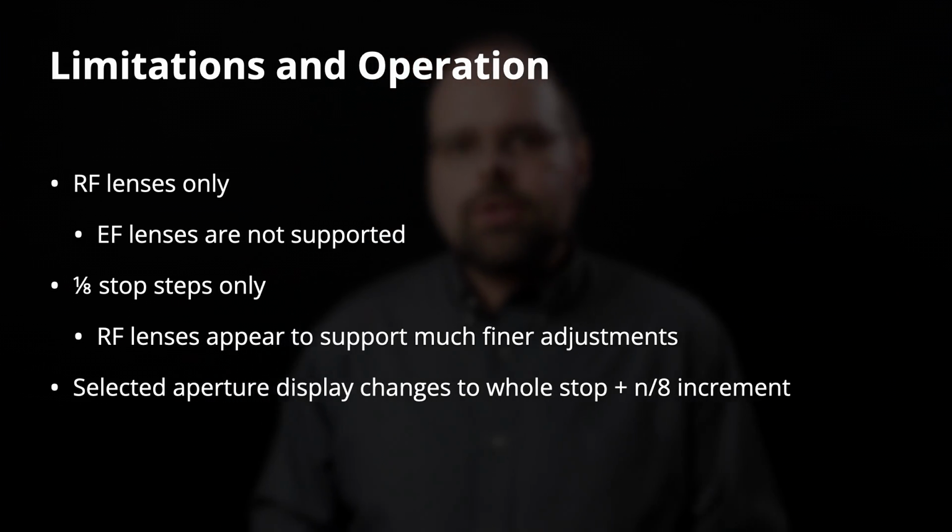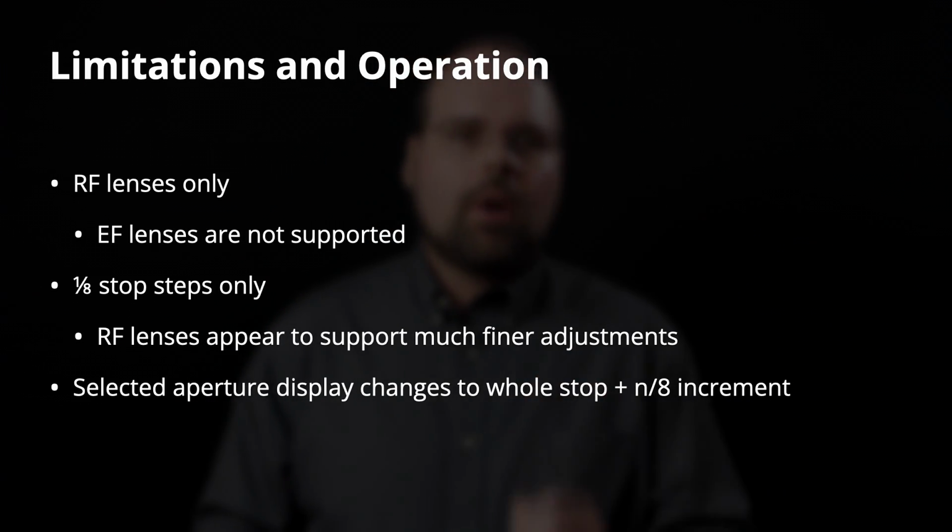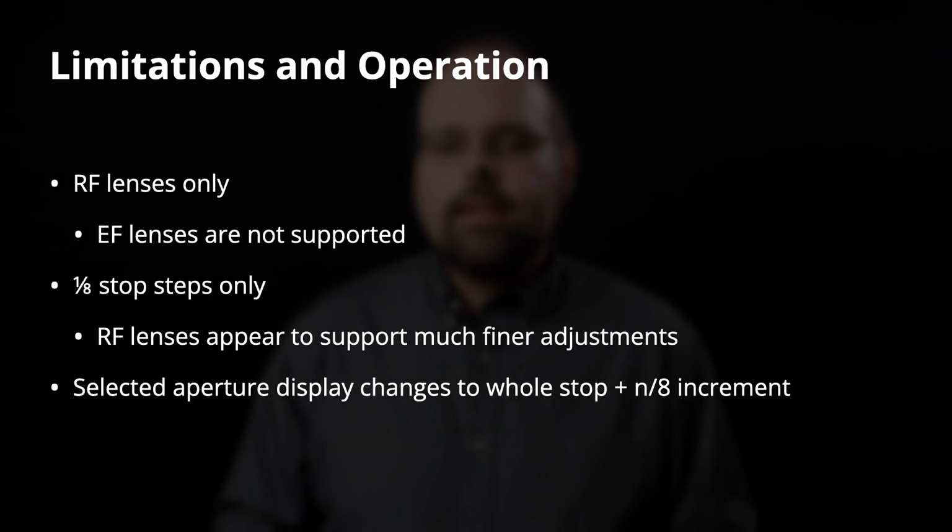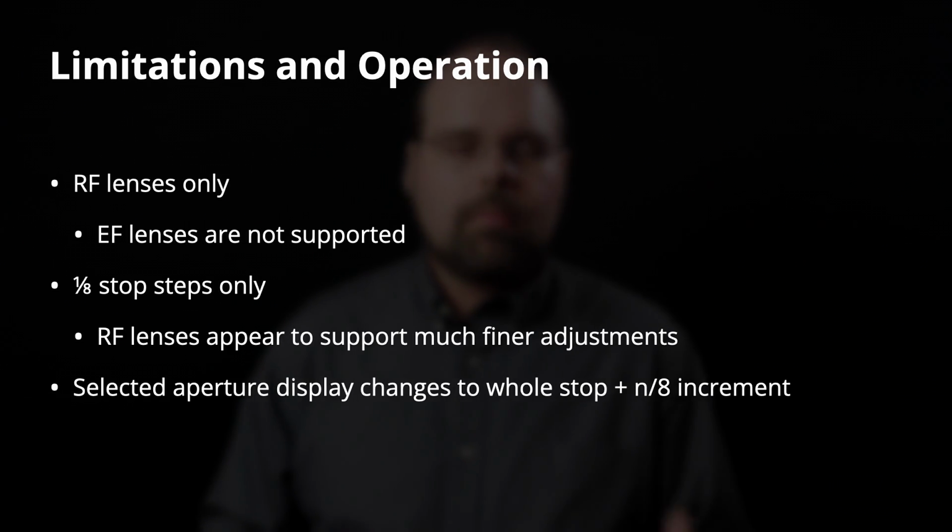Now, there are some limitations and some things that this changes when you enable it on your camera. The first thing is limitations. This only works with RF lenses. If you are shooting with EF lenses, for whatever reason, you will not have the ability to use 8th stop increments. You will be stuck in either 1/3 or 1/2 stop increments based on the setting in your camera customization page. I don't quite understand why Canon chose to impose this limitation, considering that the EF lenses internally use 8th stop steps, so they should be perfectly fine for doing this. And in fact, on the cinema cameras, this is what ends up happening.